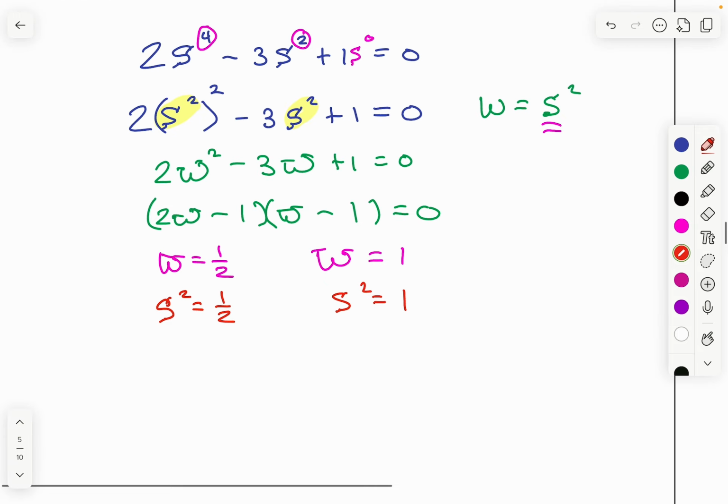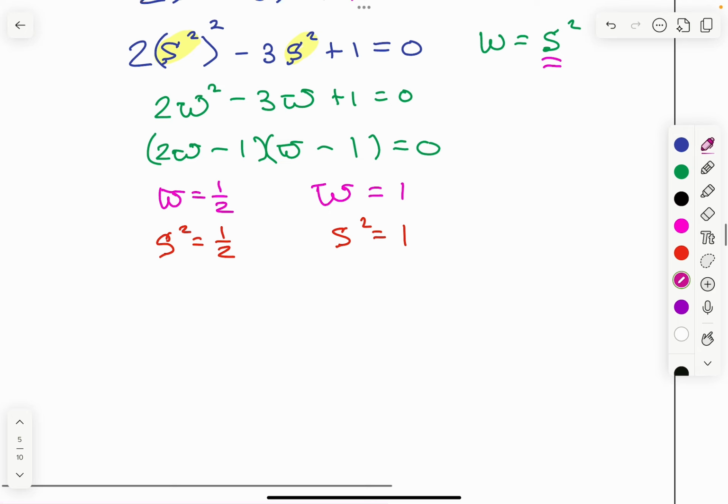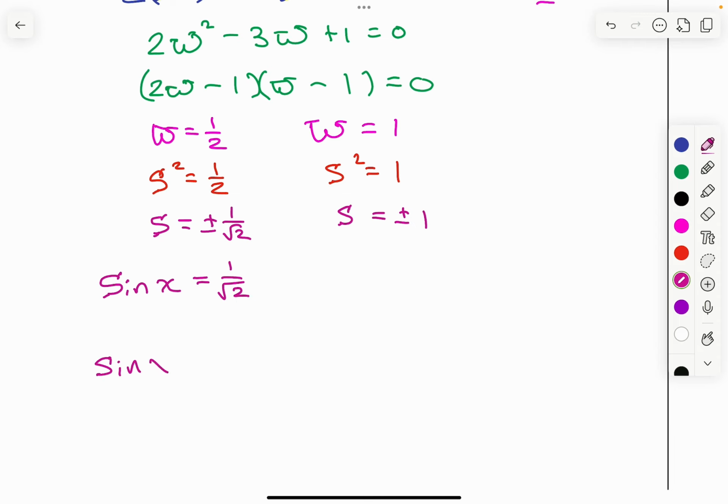But S was really sine. First, if we square root, you get that S is plus or minus the square root of 1/2, which is 1 over root 2. And here, when you square root, you get plus or minus 1. So now it's time to remind ourselves that this is about sine, and now we have to do trigonometry. All of that was just algebra. So we need to solve these equations: sine equals 1 over root 2, and sine equals -1 over root 2.